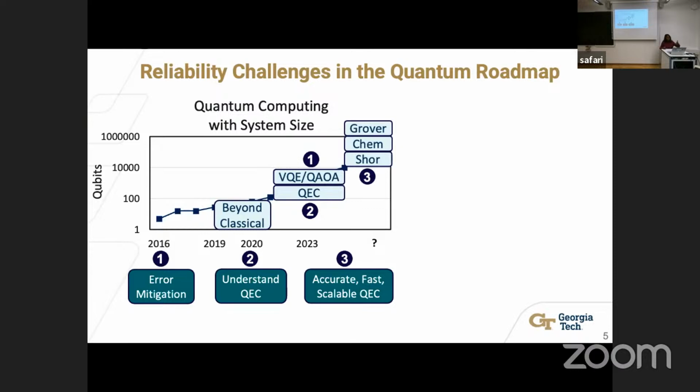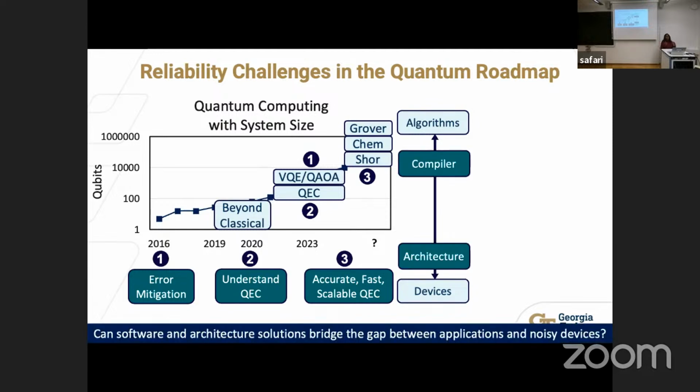And the challenge in those computers is that you want to be able to accurately identify errors very quickly, and you must be able to do it at a large scale where you have a few thousands of logical qubits. So if you look at the whole quantum computing roadmap, there are applications or algorithms that have been developing for a lot of time, and the devices are also improving. And what my work focuses on is essentially developing software or compiler solutions and architecture solutions to bridge this gap between the applications and the noisy devices.